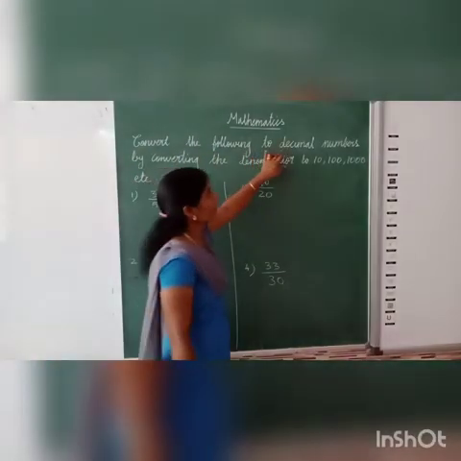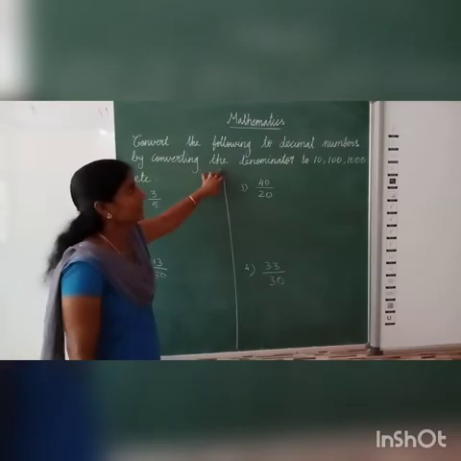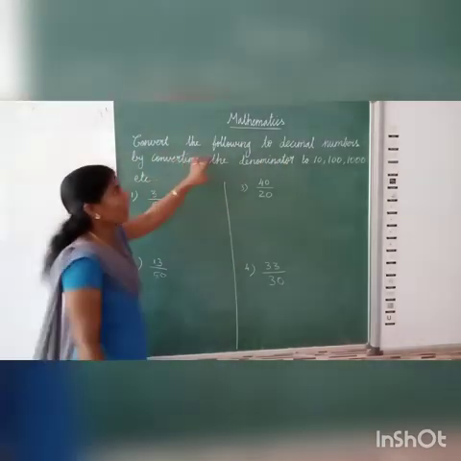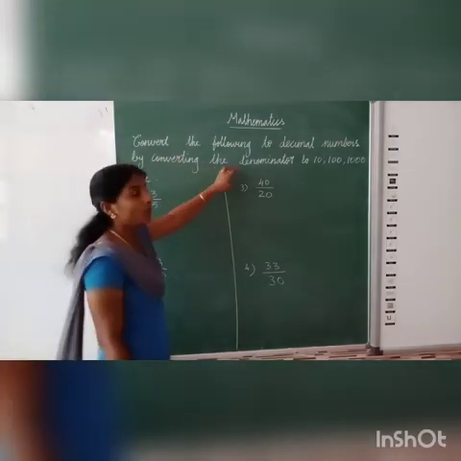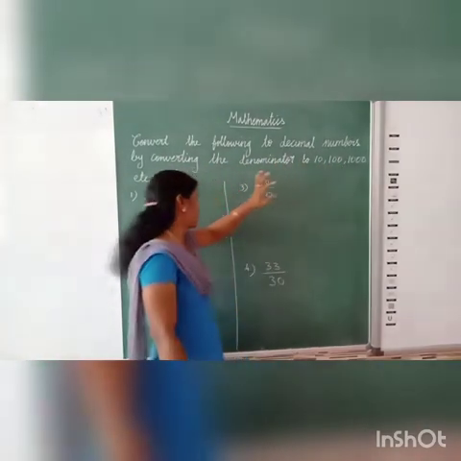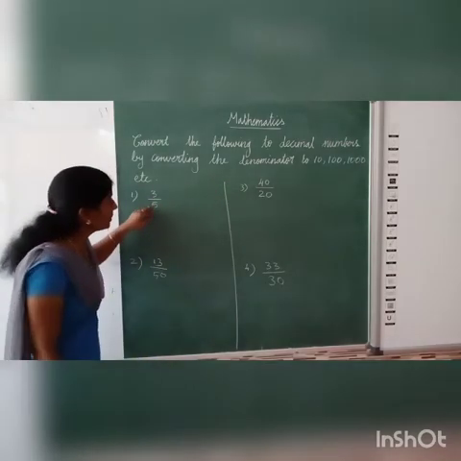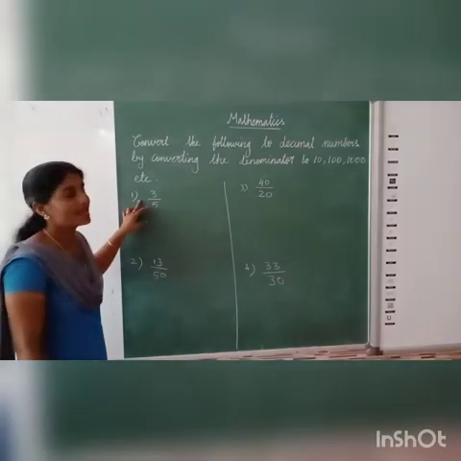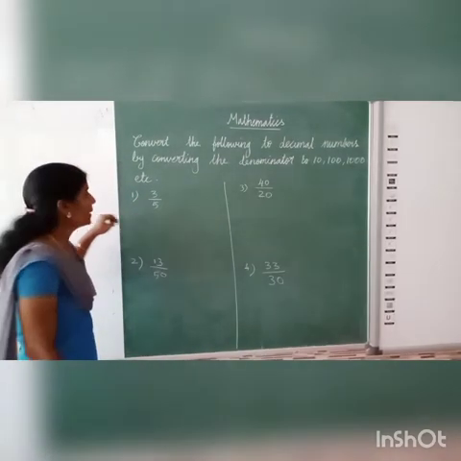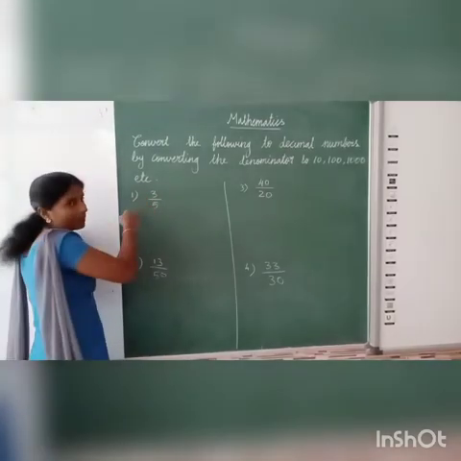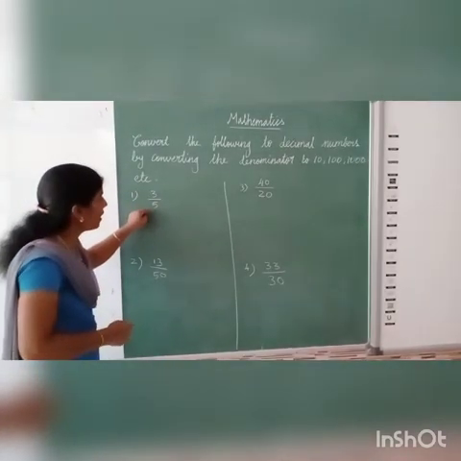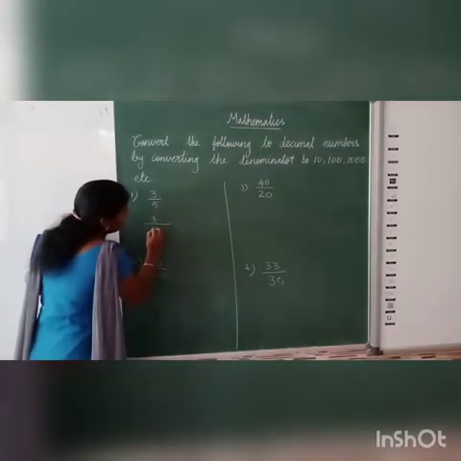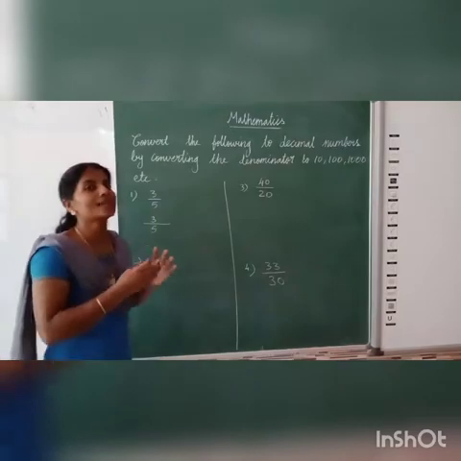Convert the following to decimal numbers by converting the denominator to 10, 100, 1000. Okay. Now we can convert the denominator into 10, 100, 1000 like this. Now listen here. First one is 3 by 5. Here 3 and 5 are prime numbers. Now 3 by 5: 5 2s are 10, isn't it?